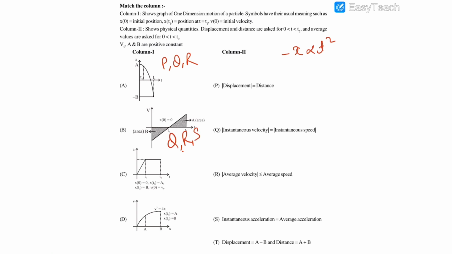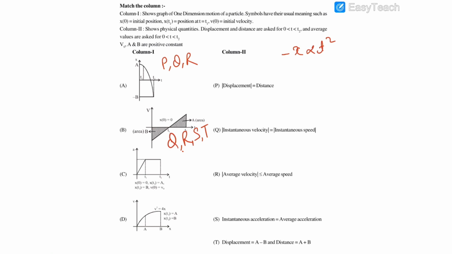So S is also a correct choice, and the displacement is a minus b and distance is a plus b. So obviously displacement is a minus b, because the area of the VT graph above the x-axis represents positive change in displacement, and area of the VT graph below the x-axis represents the negative change in displacement. So the net change in displacement would be a minus b, and net distance travelled would be a plus b. So the correct option is T also.